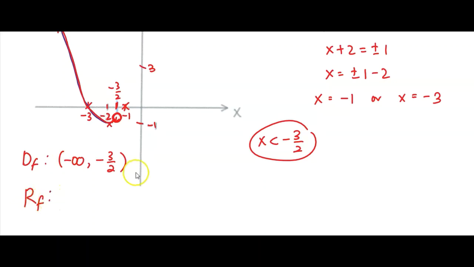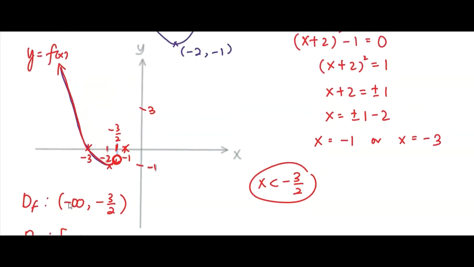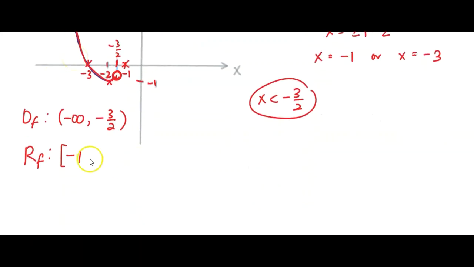And for the range, we need to find the lowest point of the graph. The lowest point is the minimum point where the y value is -1, meaning that our range will start from -1 and use the close bracket to represent this. The -1 is included in the function, and the highest point will be this point. You can see the arrowhead shows this endpoint is going up, meaning that our highest point will be represented by infinity. So this will be the domain and the range of the function.